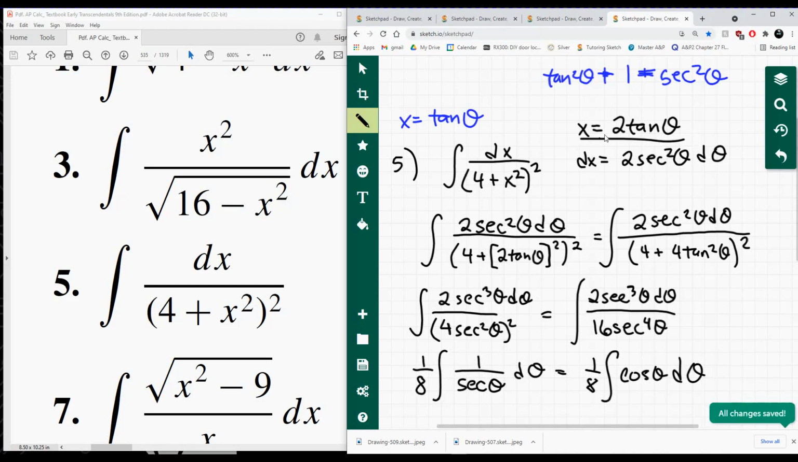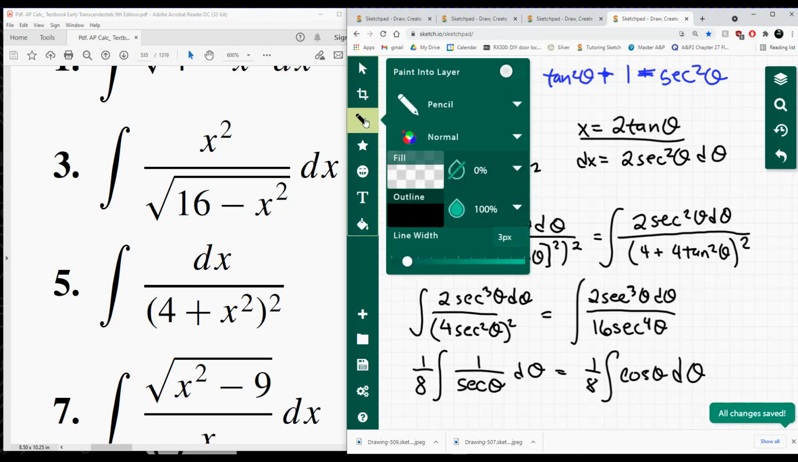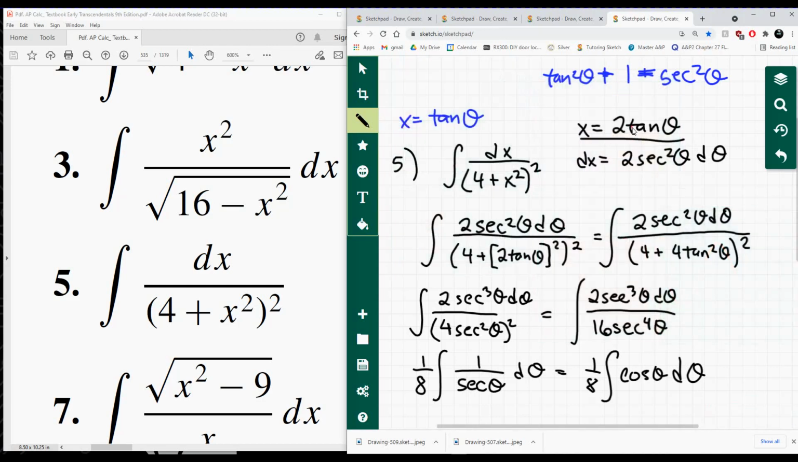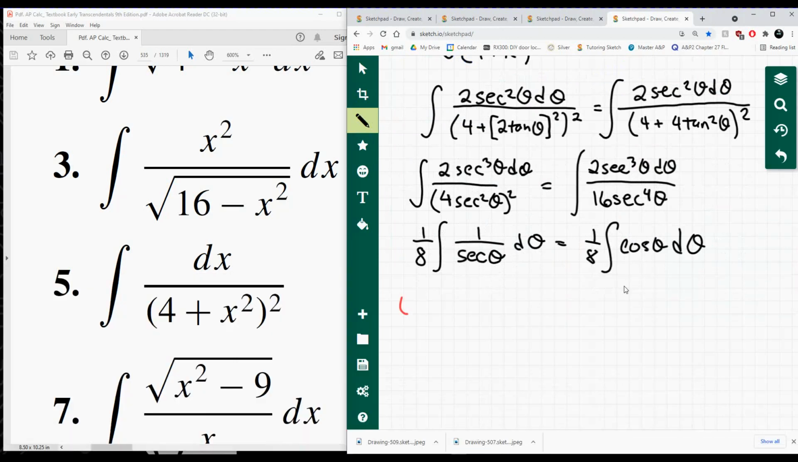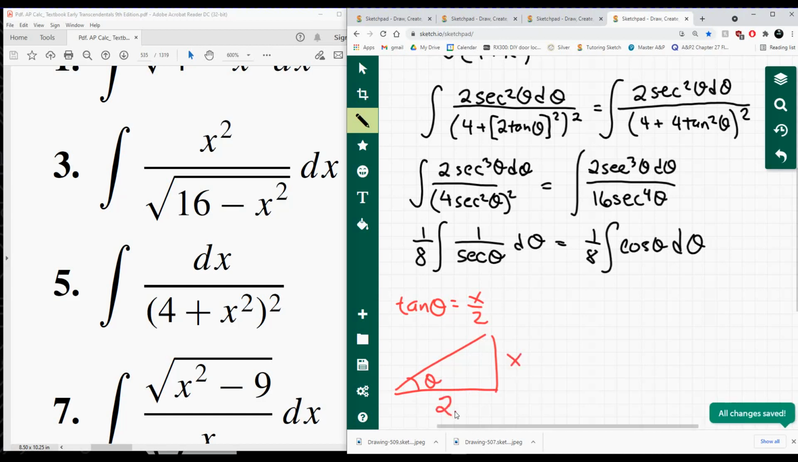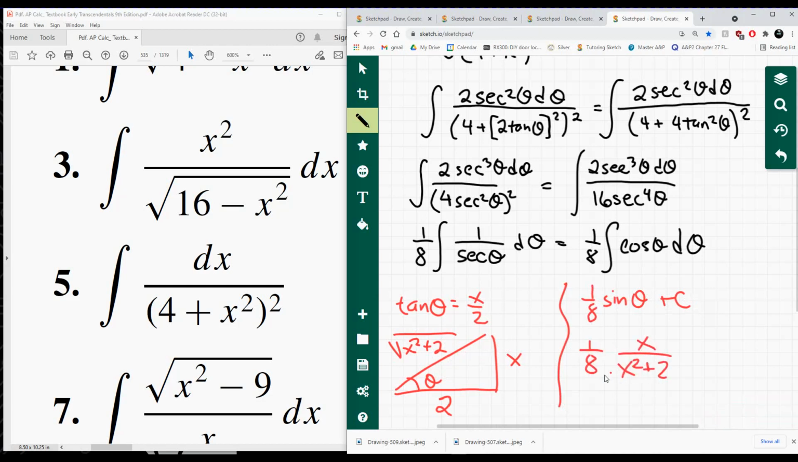So looking ahead, we see that we originally set that x equal to 2 tangent of theta, which tells us that tangent of theta is going to be equal to x over 2. Therefore, when I look at my first quadrant triangle, I see that the opposite side is going to be x, the adjacent side is going to be 2, so therefore the hypotenuse is going to be square root of x squared plus 2. And so first, when we take the integral, we get 1/8 sine of theta plus c. And the sine of this angle will be x over the square root of x squared plus 2, so we get 1/8 x over the square root of x squared plus 2, plus c as the answer.